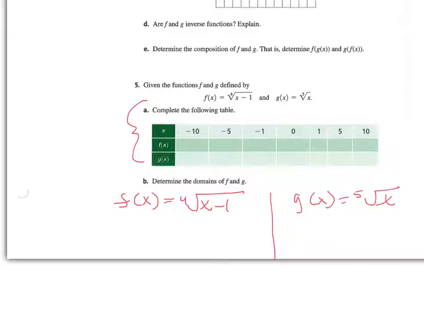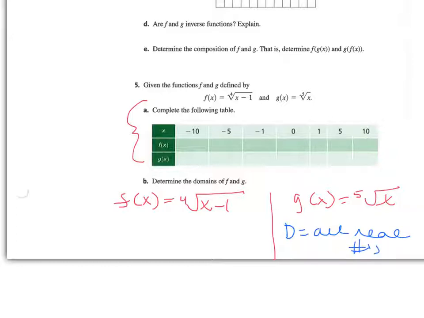So we have to find the domain of this one, which is a fifth root of x, an odd root, which means that it's going to behave very much like a cube root. So for the fifth root of x, I can plug in anything that I want. I can take the fifth root of 1,000. I can take the fifth root of negative 1,000. We're not saying it's always going to come out nice and whole or even positive, but it will always be real. So this domain is all real numbers.